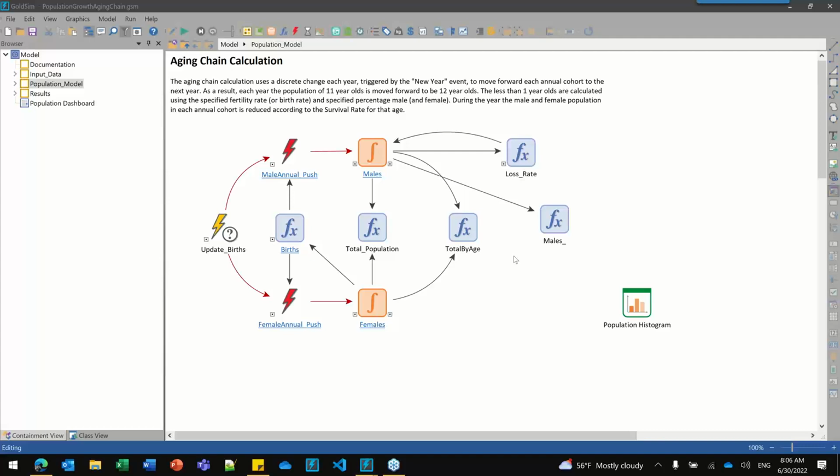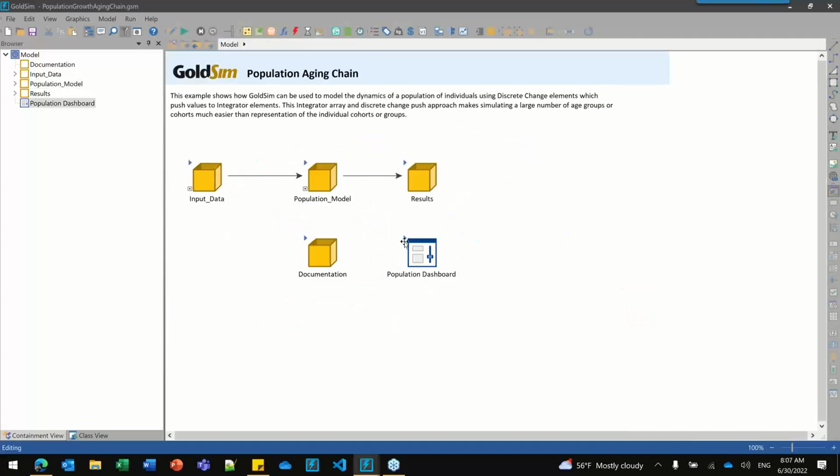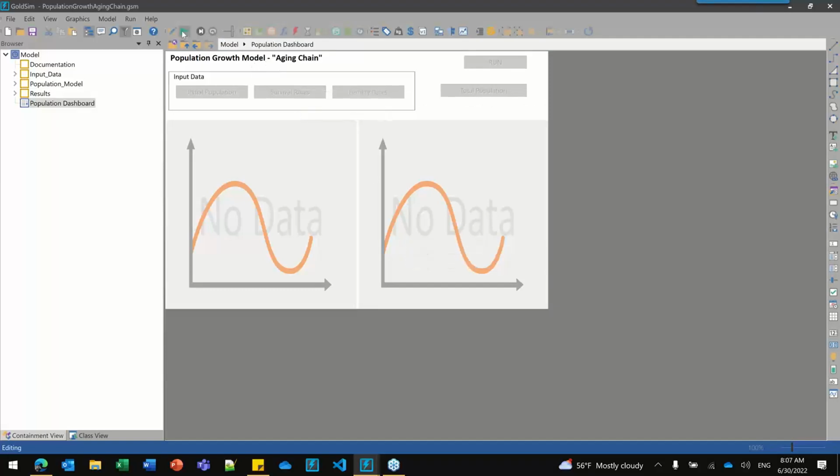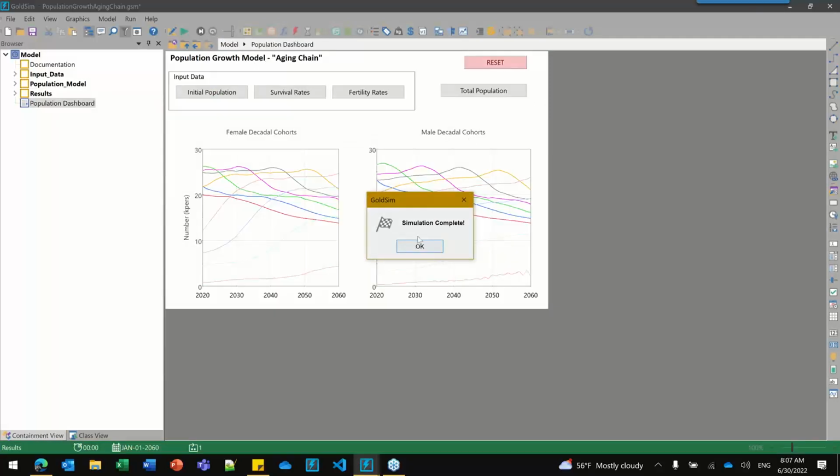Okay, so let's go ahead and get started. The model I'm showing you right now is similar to one that's in our library that you can download. If you just go to our library and put in aging chain or population growth, you should find this one. So what this model does, if I go to the top level and go into the dashboard, then run the model, then what you see are 2 charts here.